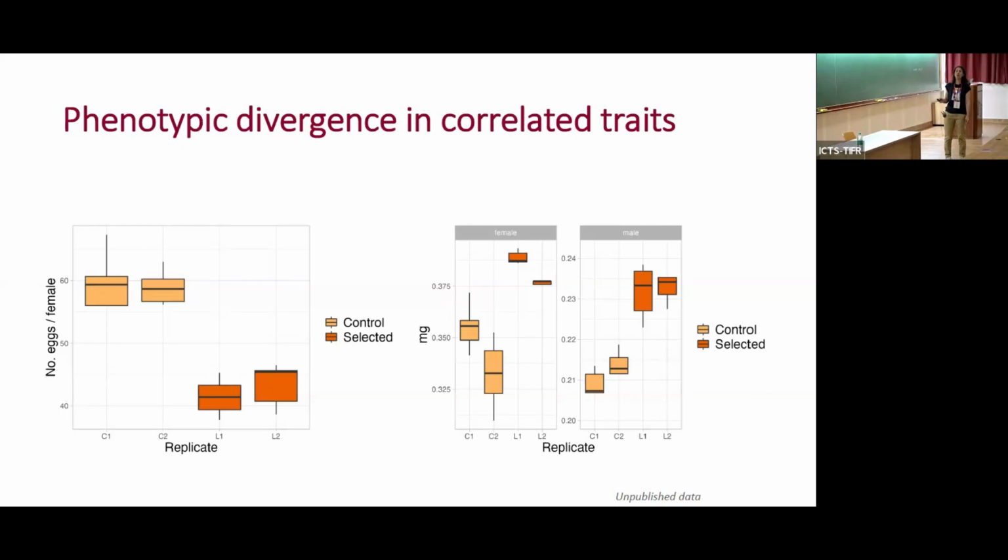No, these are adult females and adult males. Oh, this is weight. This is body weight. Body, yeah, sorry. We don't know when they are eggs, but when we let them hatch, of course, we know whether they're males or females.